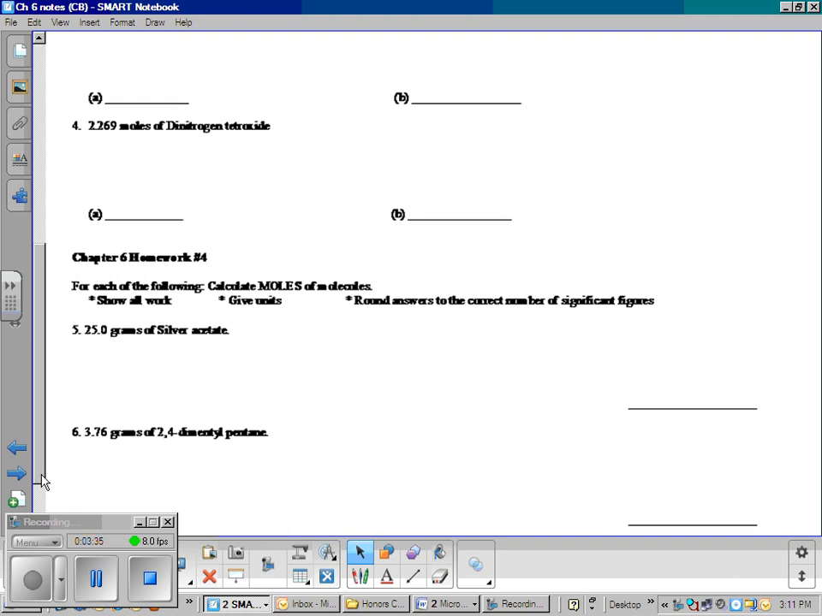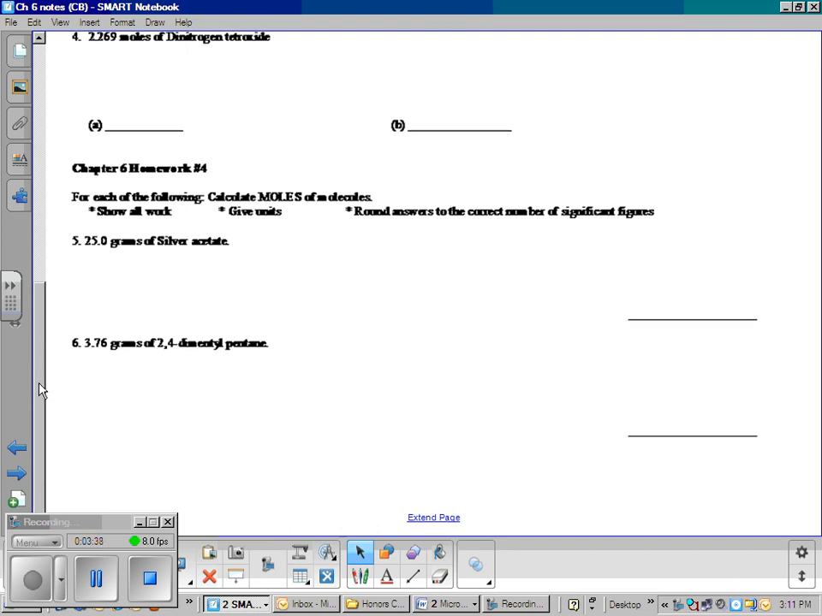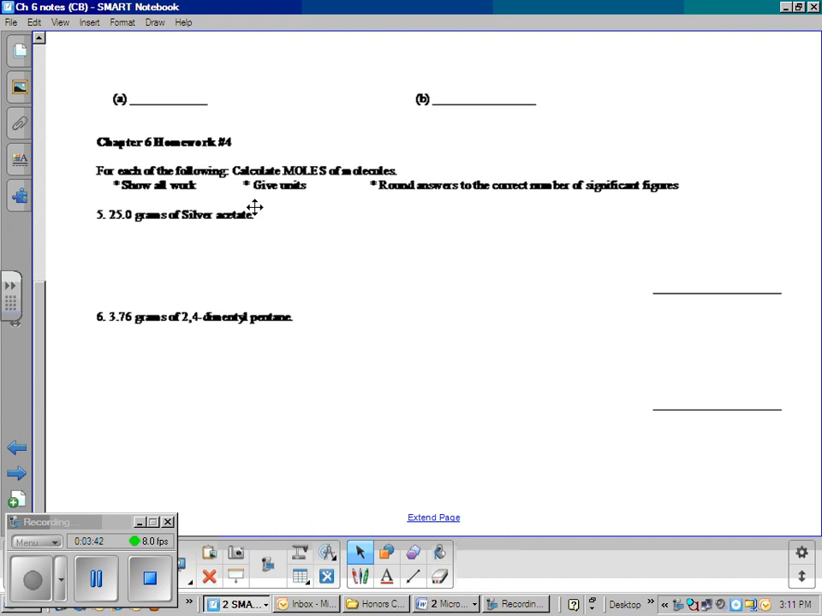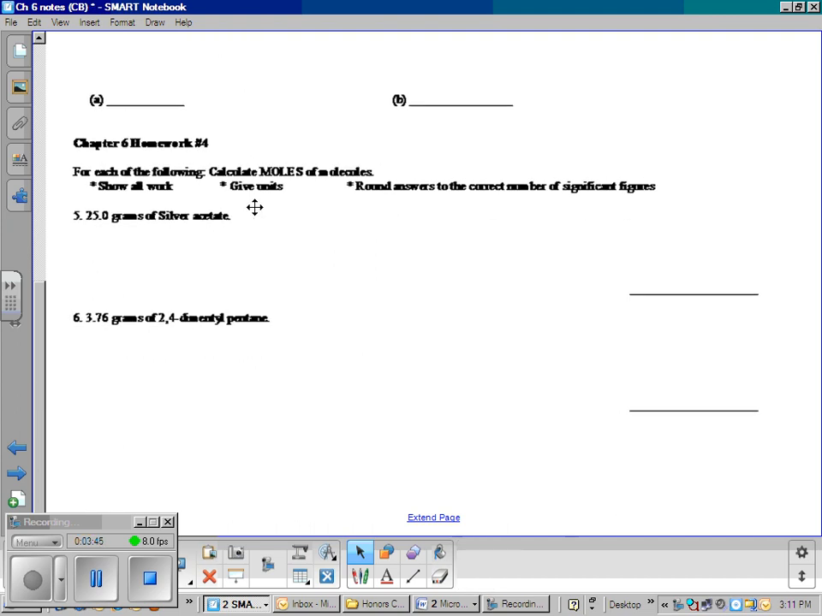And then we have homework 4 right here, which is just going to be the opposite. So for each of the following, give the moles of the given quantity. Sorry about that. So for number 5, you guys can see that I'm given 25 grams of silver acetate. So the first thing I need to do is find the formula for silver acetate. So I look up silver is Ag plus 1, acetate is C2H3O2, and that has a -1 charge.